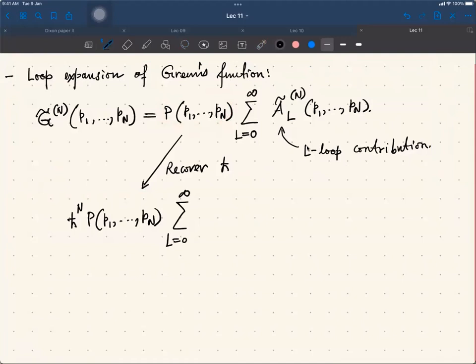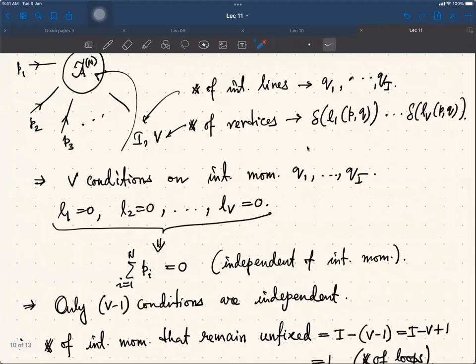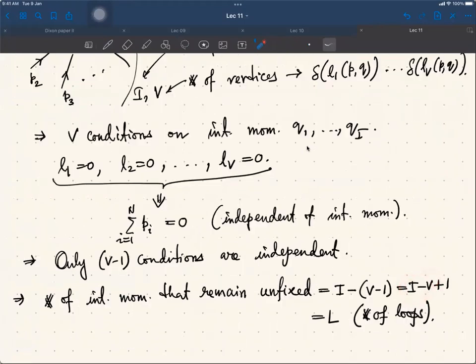Since it's an L loop contribution, it has I internal lines and V vertices. So for each internal line, I will have a factor of h bar, so h bar to the power I, and for each vertex, I'll have a factor of 1 over h bar, so that is minus V. That is how an L loop diagram will be scaled. The amputated part will be scaled, and this is nothing but L minus 1 because of the identity here, I minus V is L minus 1.